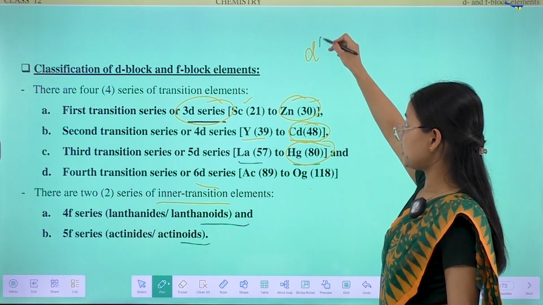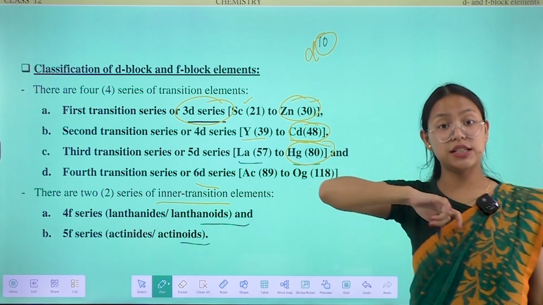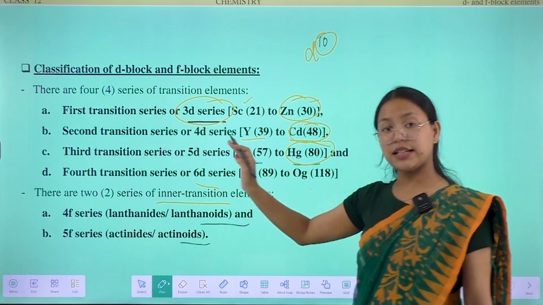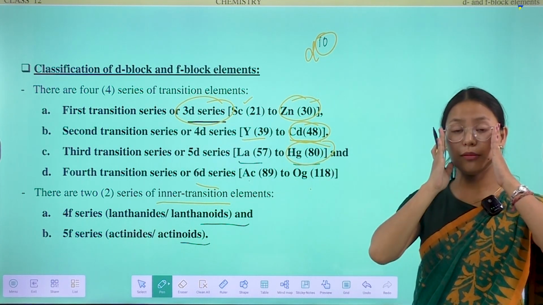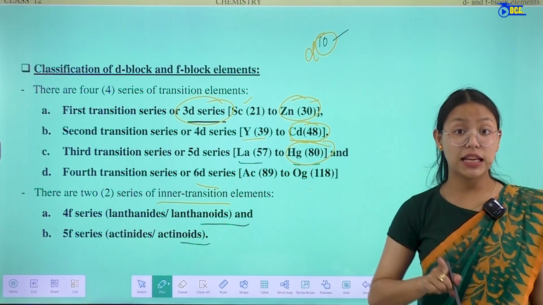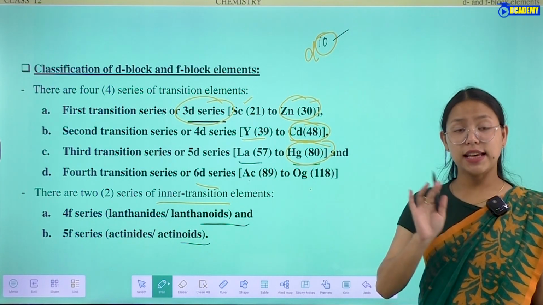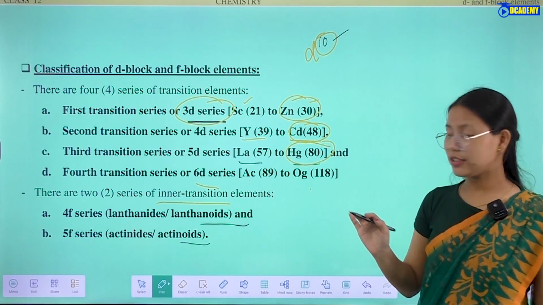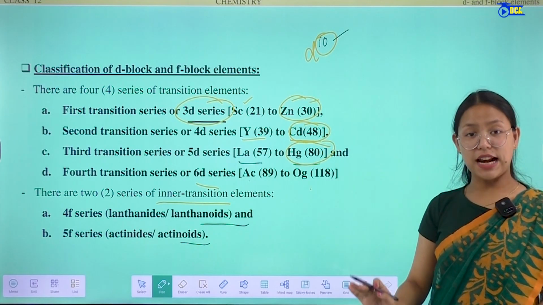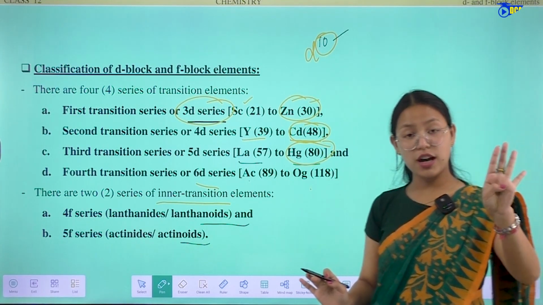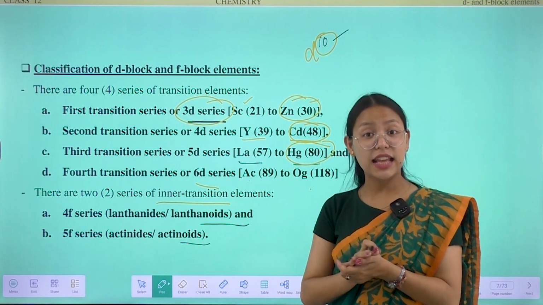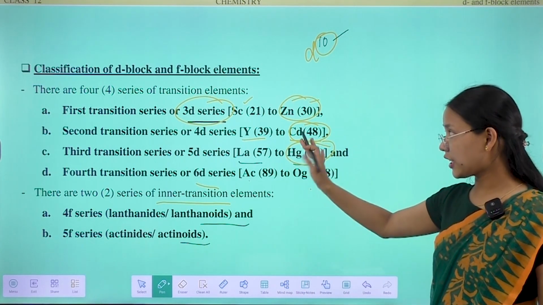D means a maximum of 10 electrons. For the D block elements, in every series the number of elements is 10. Starting from scandium, 21, 22, and going up to 30, it is always 10.